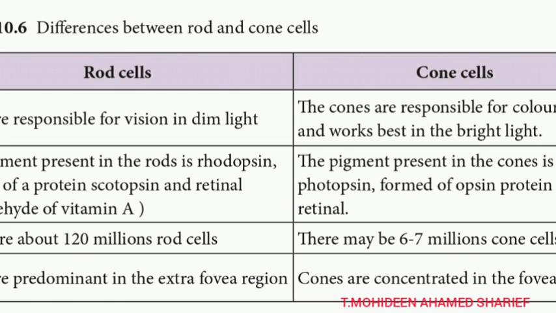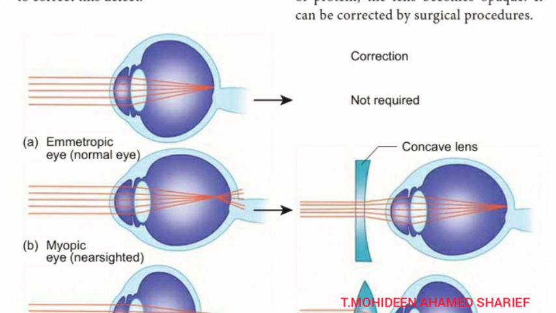So the rod cells are responsible for vision in the dim light, whereas the cone cells are responsible for color vision and work best in the bright light.